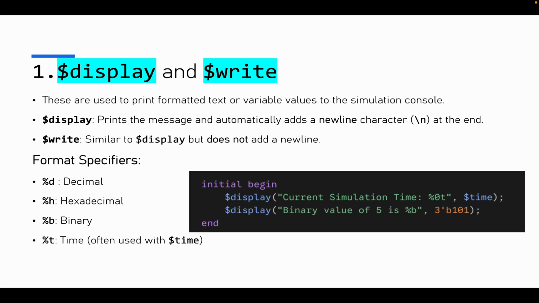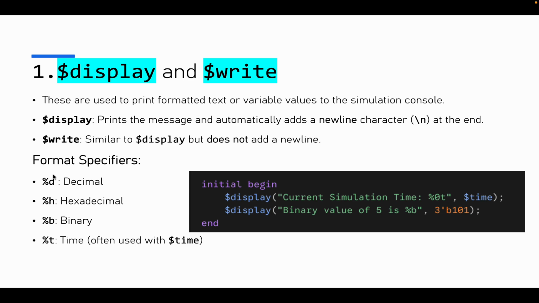So in this we have $display and $write. First up, getting information out of your simulation, we use $display and $write for this. $display is your go-to. It prints a message and automatically adds a new line at the end, so your next message starts on a fresh line. $write is identical, but it does not add the new line. Use this when you want to build a single line of output across multiple commands.